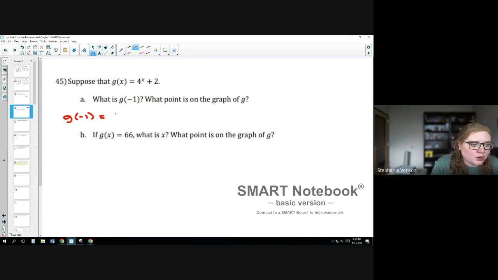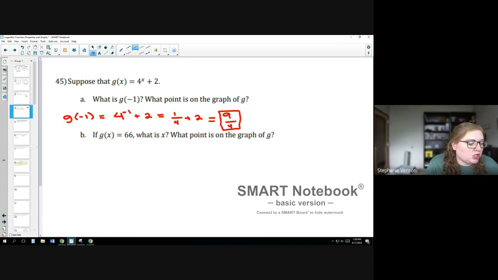Okay, so you're going to write that as 4 raised to the -1 plus 2, which is the same thing as 1 over 4 plus 2. Now at this point, I want you to take your calculator and type 1 over 4 plus 2. It's going to give you 2.25, but if you do second F to D and second ABC, it'll tell you that that's 9 over 4. So 9 over 4 is your first answer. That's what you get if you plug -1 into the g function.